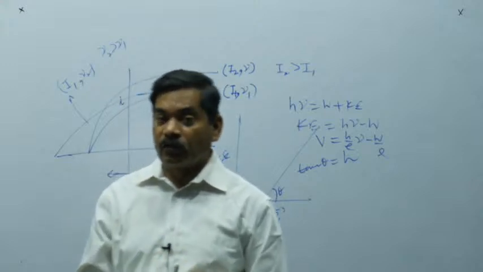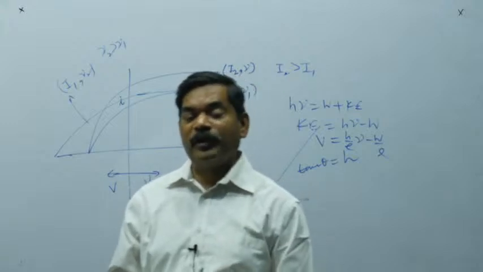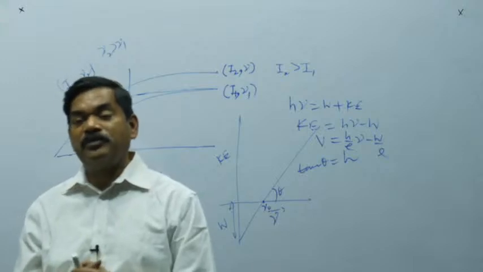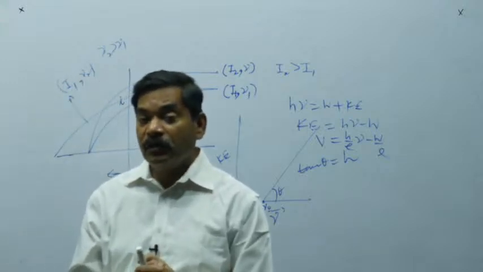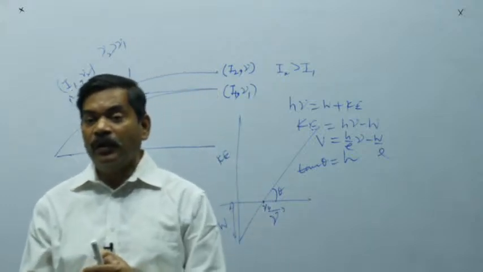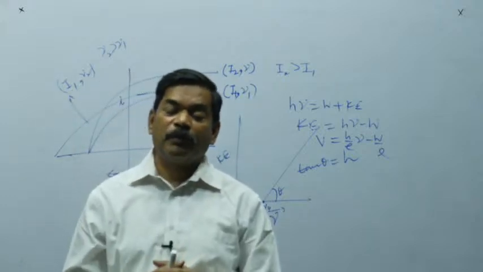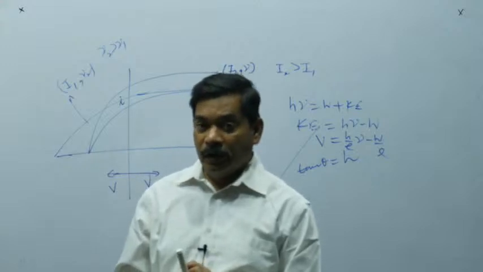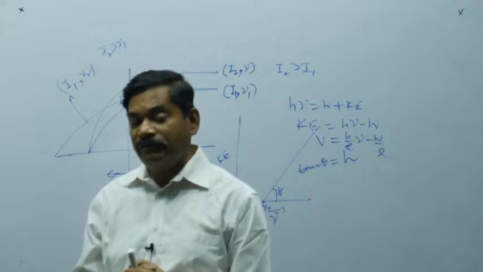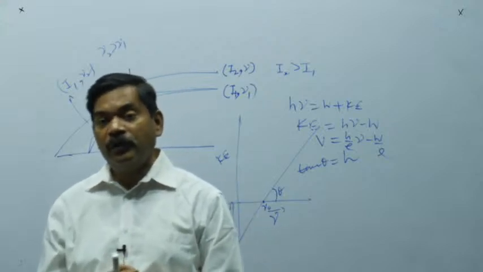where lambda is the decay constant, into log of A upon A minus x. A is the initial activity, A minus x is the activity after time t. Then the equation of half-life: 0.693 upon t half is equal to lambda, or t half is equal to 0.693 upon lambda. The equation for the average life is 1.44 t half.